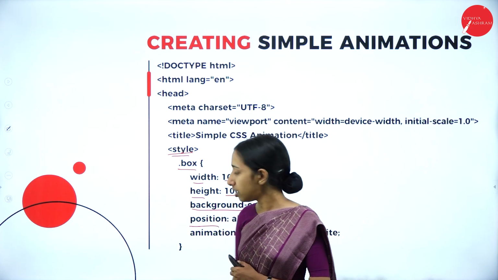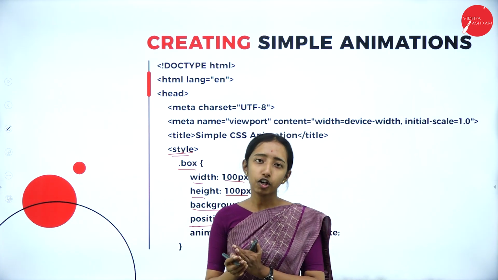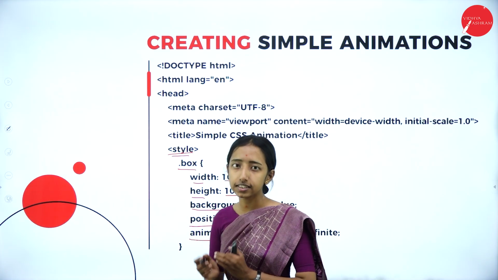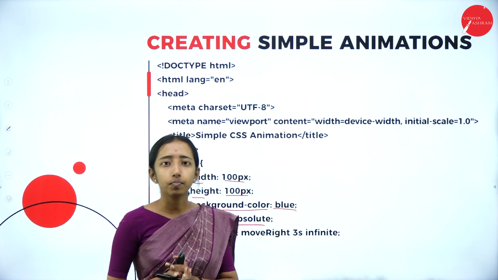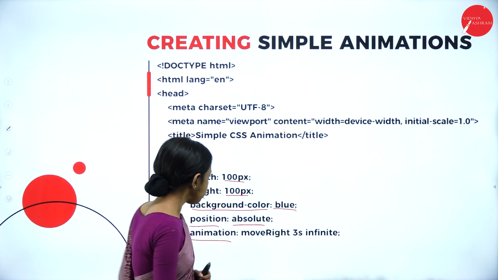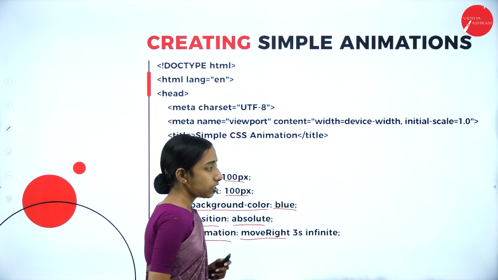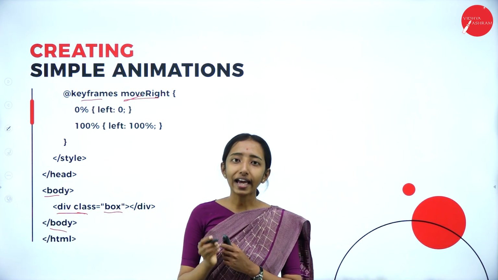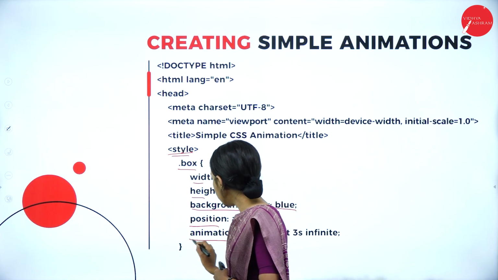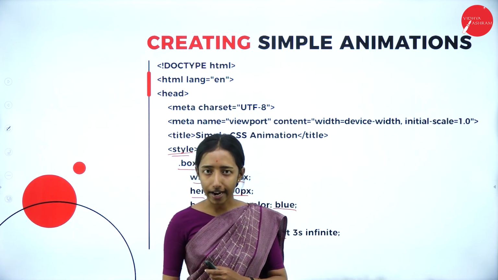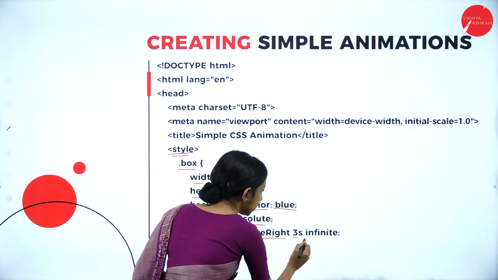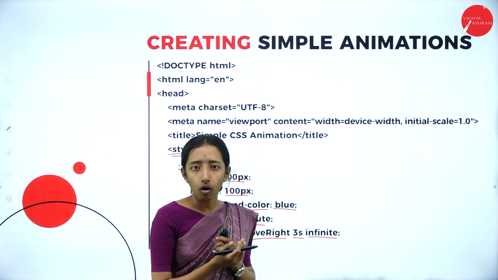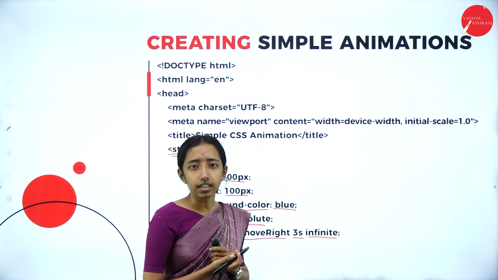Position, what is the position? I am saying absolute. So the value of the position I have given is absolute. And here you can see I have taken the animation, the property I am using in the CSS. Move right is the animation name I have given in the keyframes. So here move right, 3 seconds, and infinite loop. I am saying move the box for 3 seconds in an infinite loop.